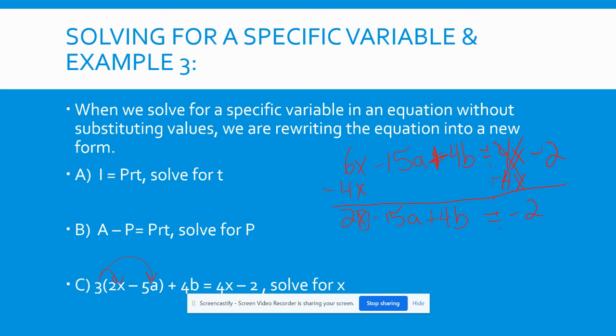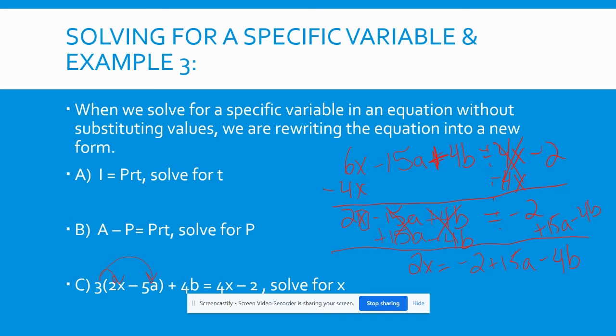Now I can work on getting this x alone. Right now we're subtracting 15a and adding 4b. The opposite is to add 15a and subtract 4b to both sides. So these add to 0 on the left, leaving us with 2x. Now remember, none of these on the right are like terms, so the only thing we can do is just write them all down next to each other.